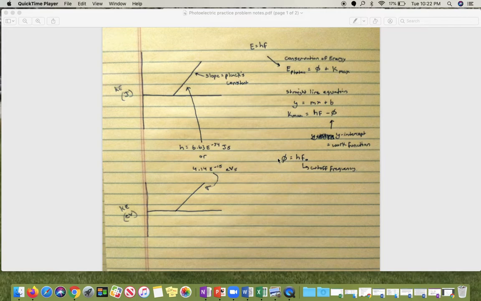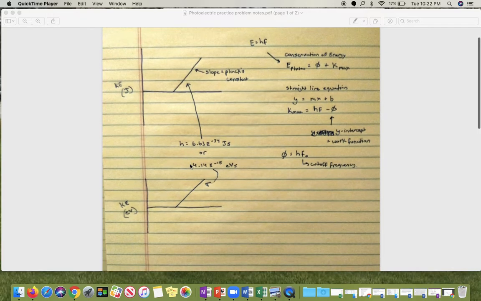Okay, so next. There are two values for h we can use, and it really depends on if we want to use it in joules or electron volts. Electron volts are sometimes a little bit easier to deal with because the numbers are a little larger. We're not talking about very large energies here, we're talking about very, very tiny amounts of energy, so the numbers will get very, very small.